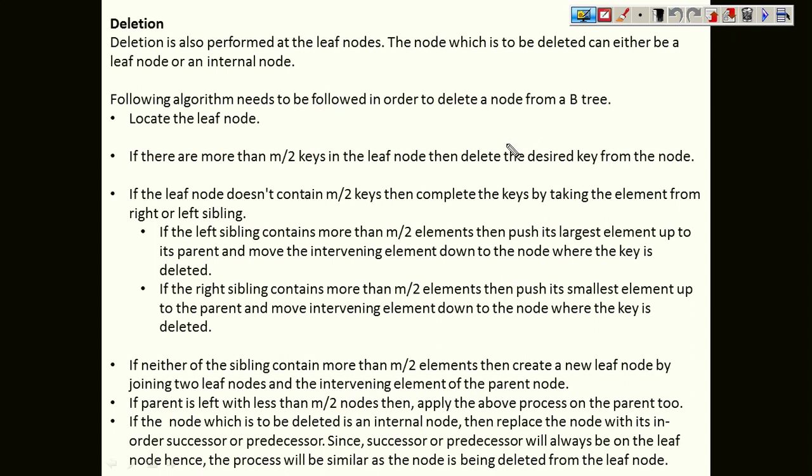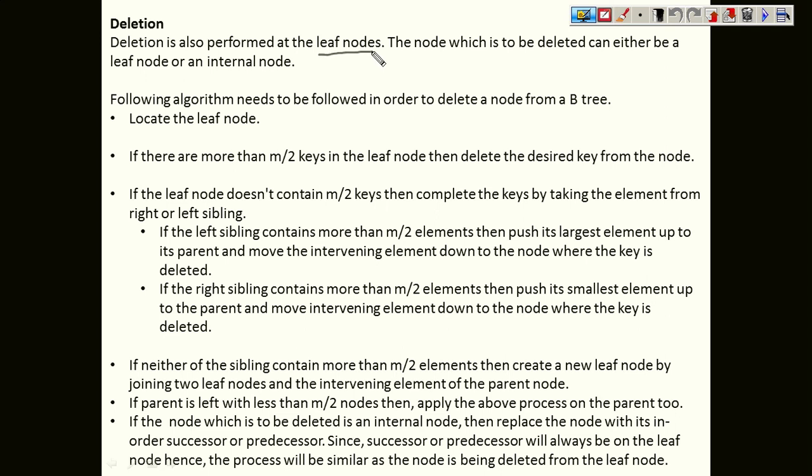Then deletion. Now deletion, again, we will follow the same principle that we have followed in the binary search tree. Deletion is also performed at the leaf node here. Now when you perform a deletion of a node, the node can be a leaf node or an internal node. So we need to look into the different cases, that how the things can be handled.